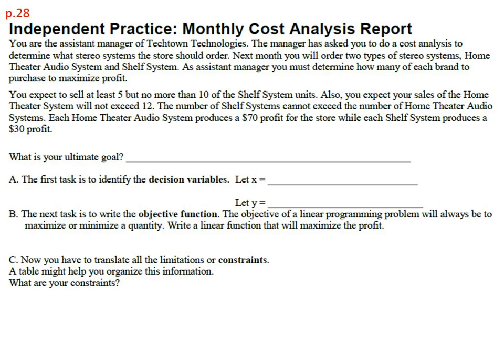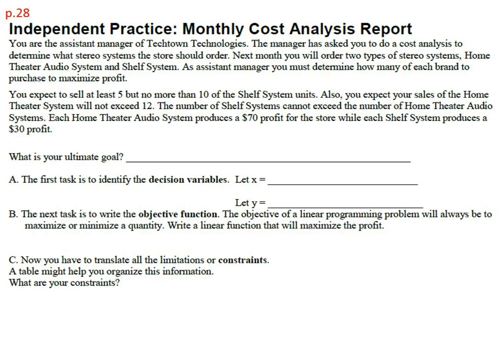Next month, you're going to order two types of stereo systems. We have the home theater audio system and then the shelf system. As assistant manager, you must determine how many of each brand you need to purchase to maximize the profit.